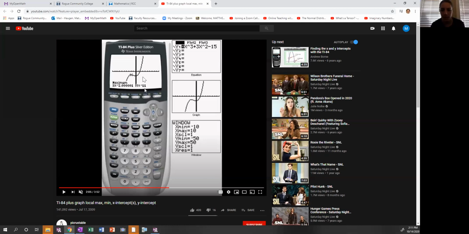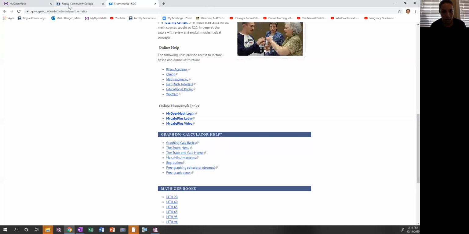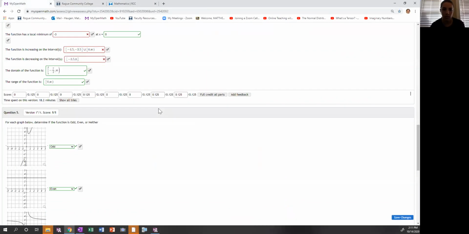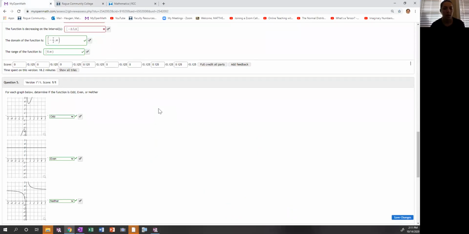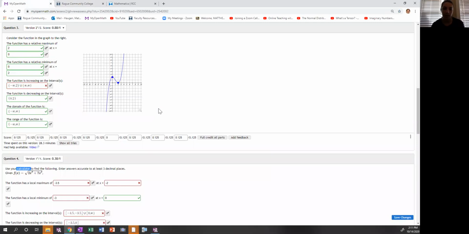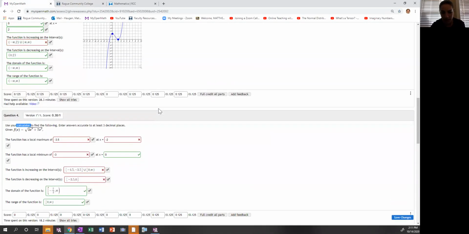Alrighty, sounds good. Let me go back. So then, I don't know. The local maximum of blank at x equals blank is still really confusing to me. And the whole increasing and decreasing thing, I don't really understand.